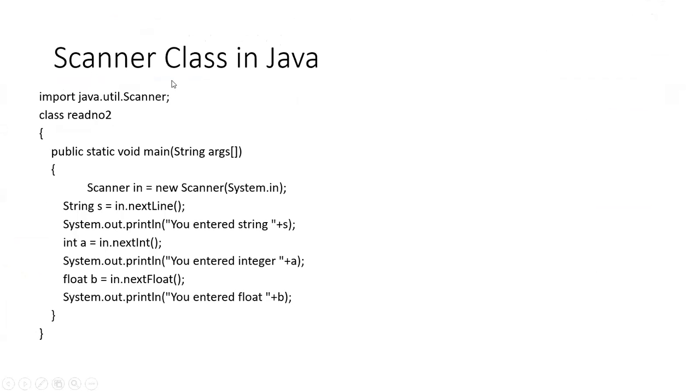Next one is the Scanner class in Java. So Scanner is the class that we can use to read the input from the user. So here for that we need to import this package, import java.util.Scanner, or we can simply write import java.util.*. Then here we write the class name ReadNumber2. Then we use the main method. Then create an object of Scanner. Scanner in is equal to new Scanner, and in brackets we pass System.in.